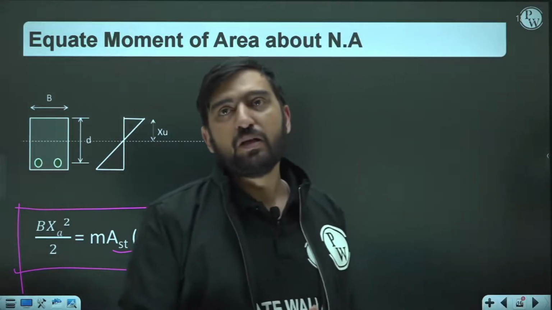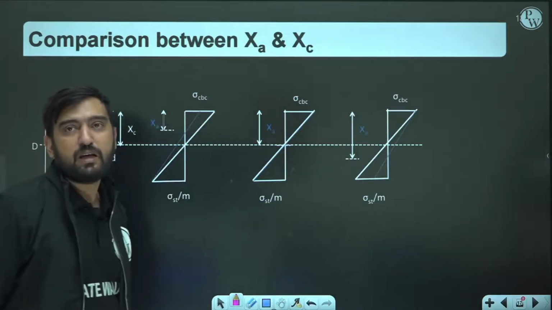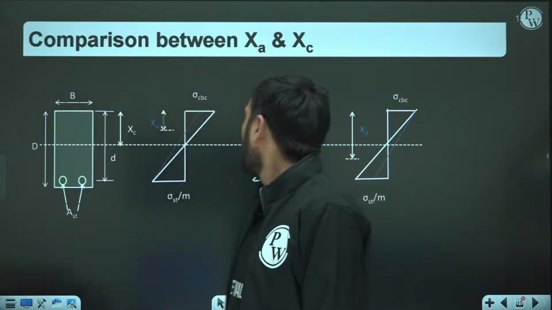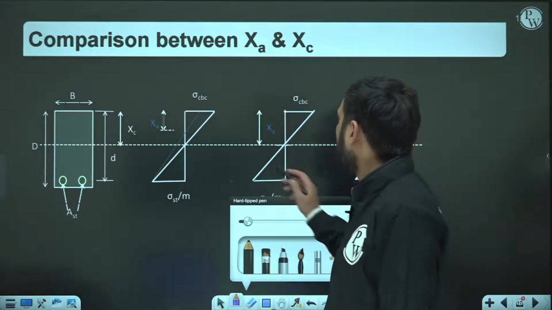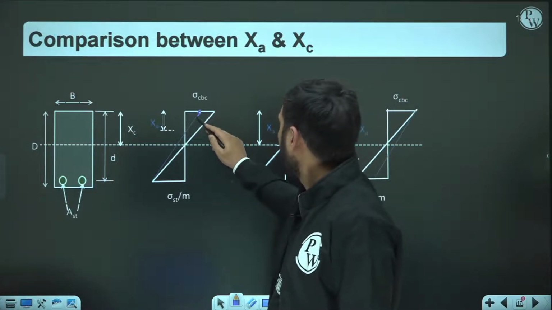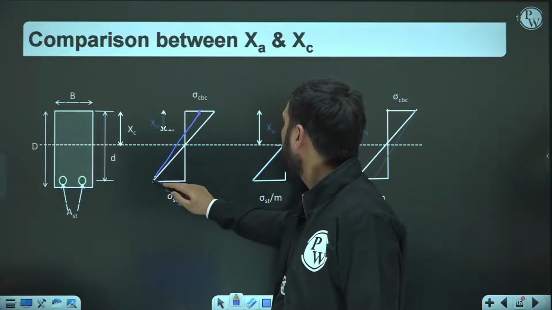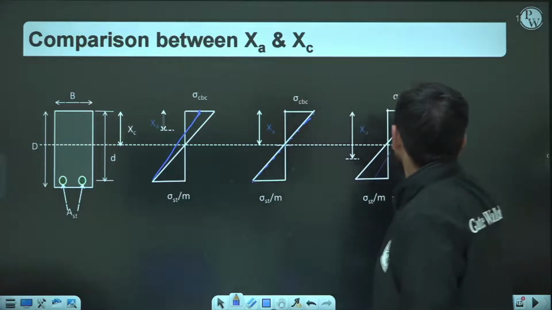So now the next step is comparison. Again, three outcomes can be there. One, when the value of XA is less than... is it visible? This is the case here.